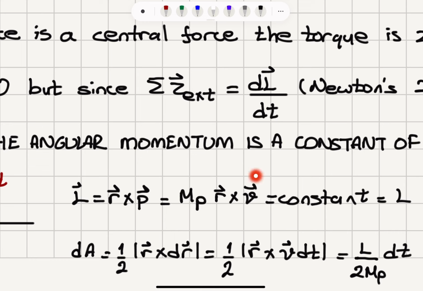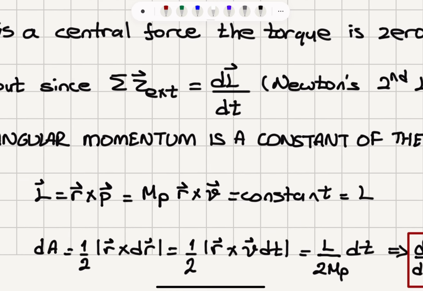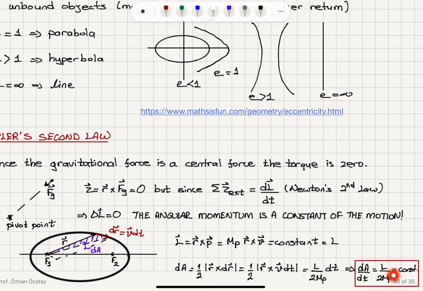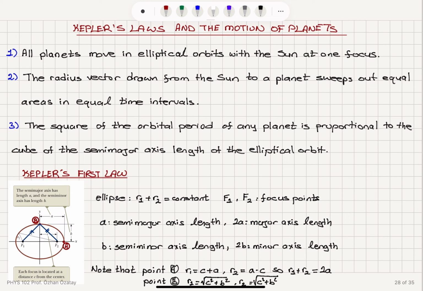So I know that r cross v is L divided by the mass of the planet. So that would be L divided by 2 mass of the planet times dt. And you can see that dA/dt is L divided by twice the mass of the planet, and that is a constant. So the area vector that is swept out by drawing the radius vector from the sun to the planet, basically this sweeps out equal areas in equal time intervals.